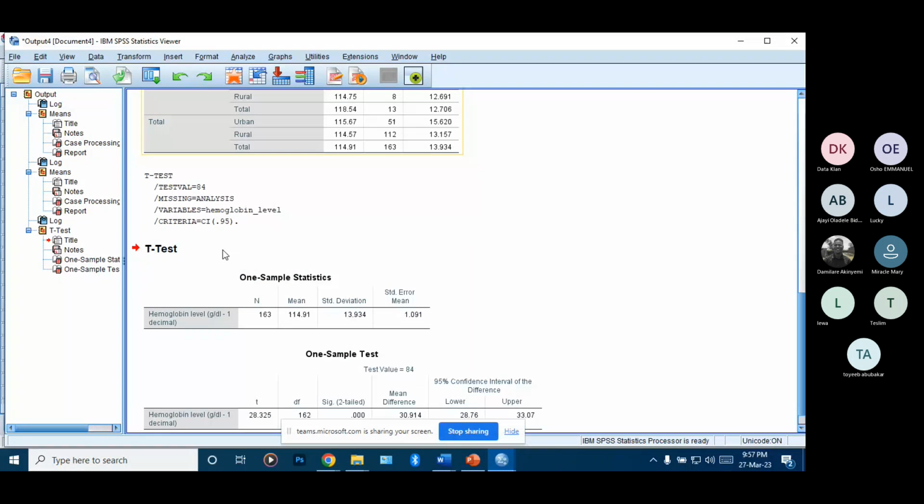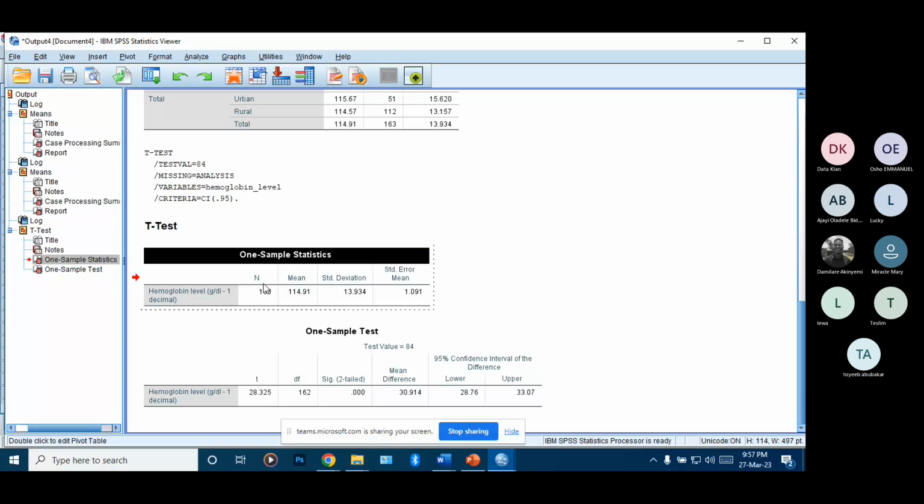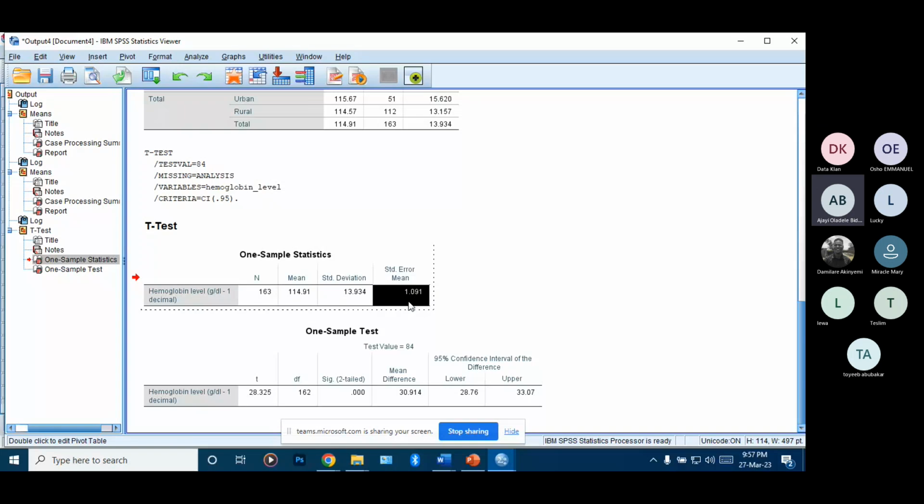Now, the very first table that comes here is the descriptive statistics. This is the number of samples, 163. The mean hemoglobin level of all the respondents is this very figure here, the standard deviation and the standard error.